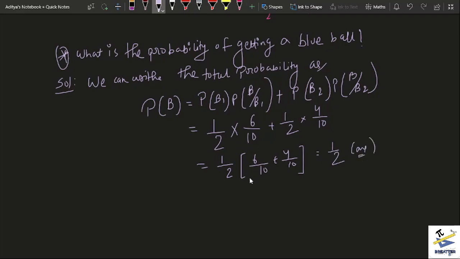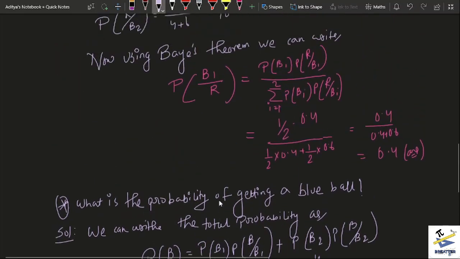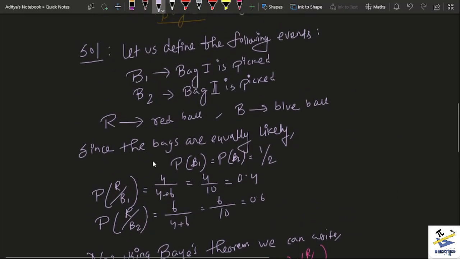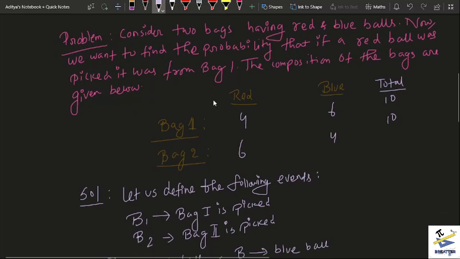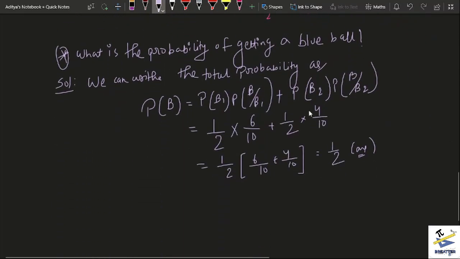So this is the method we use to find out any kind of probabilities using the law of total probability and Bayes theorem. It's not really that hard to grasp the concept, and once you get the hang of it and understand this example completely, you would be able to solve almost any problem regarding this. So that should complete this video.